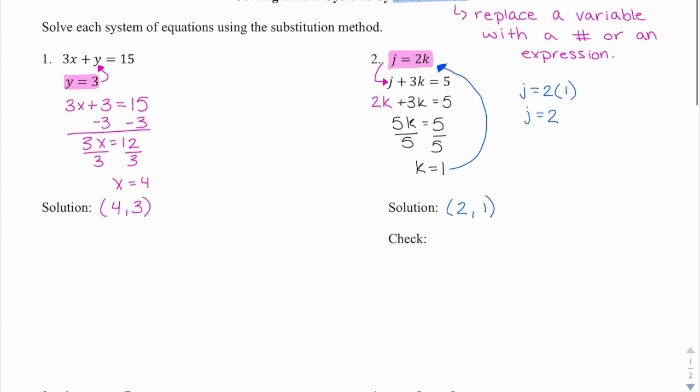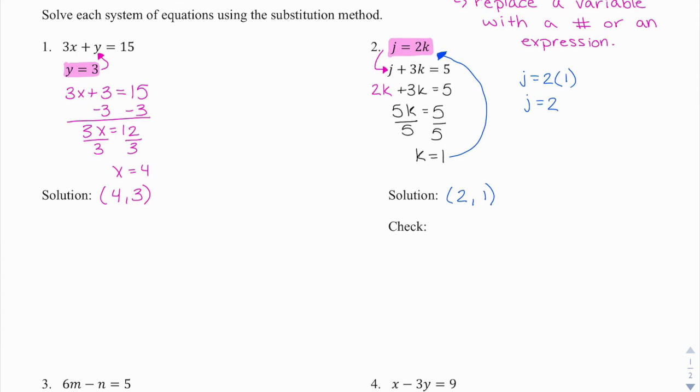The same way that we checked our solution with graphing, you need to check your solution with substitution by substituting back into both of the original equations. I stress that because if you make a mistake and you don't sub it in properly to check, you're not going to know if you're wrong. So I'm going to have 2 equals 2 times 1, 2 equals 2. That's a true statement, so I know that's correct.